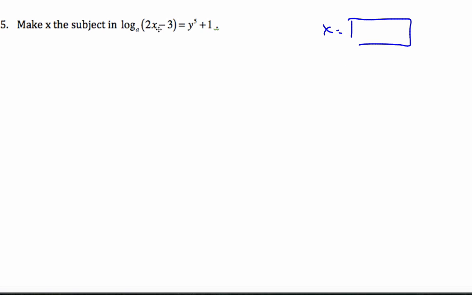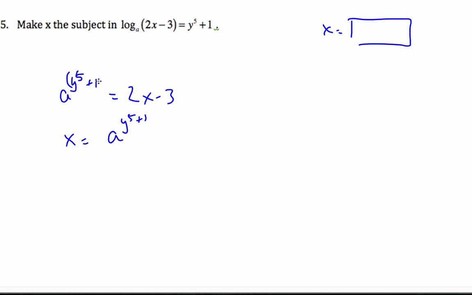So here's my x, so I need to get rid of this logarithm. If I want to get rid of the logarithm, I can conceptually think of it two ways. I can do the inverse to both sides, or I can rewrite it as a to the exponent y to the 5th plus 1 equals 2x minus 3. I add the 3 and divide by 2, and so x will be a to the y to the 5th plus 1. That plus 1 is in the exponent.